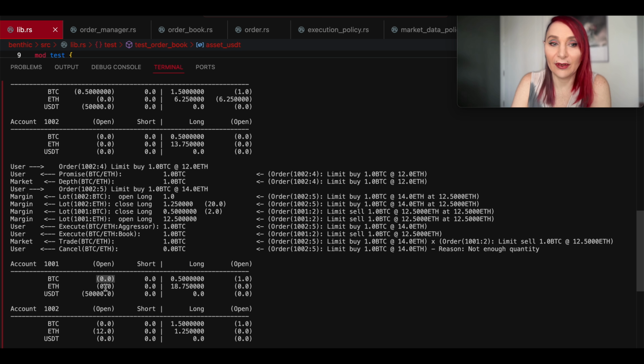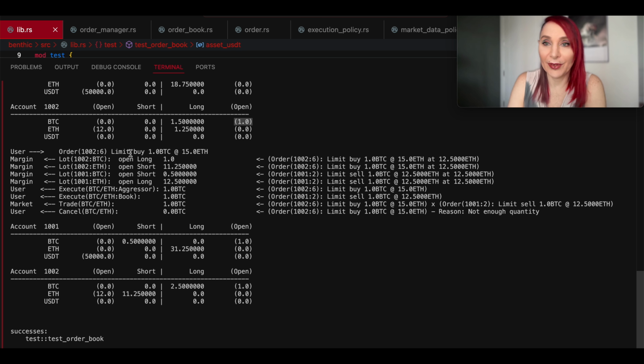You can also see that on the account of user 1, the open quantity of Bitcoin now is 0. It was half, and now it's 0, right? So there is no more quantity open for user 1. Okay, and the account of user 2 has one quantity open of Bitcoin because of this promise to buy one Bitcoin for 12 Ethereum, okay, which wasn't realized. It's on the book, okay?